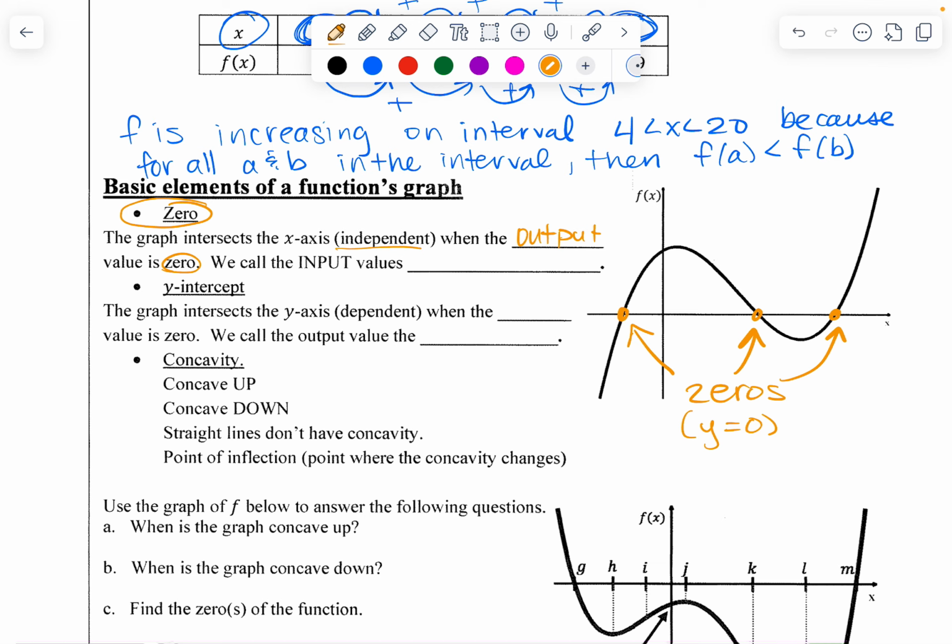Let's talk about where the y-intercept is. Y-intercepts are when the graph intersects the y-axis, or the dependent axis, and when the input is 0. So when the x is 0. So where do we see this? We see this right here. So this is a y-intercept, and it's when the x value or the input is 0. Okay.